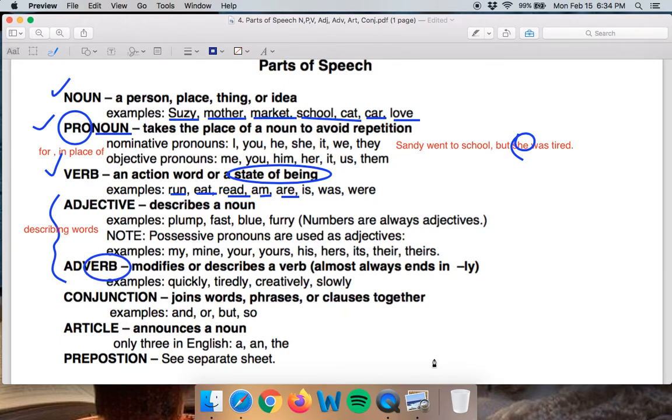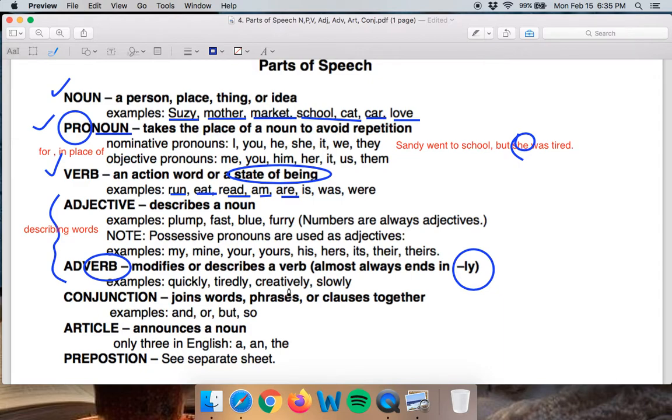So adverbs describe or modify verbs. And they very often, not always, but very often, they end in ly. Okay, so if I have a verb like run, I run is an action. How do I run? I run quickly. Quickly tells me how I run. So the word quickly is describing or modifying a verb. Run is the verb. Quickly tells me how the verb happens. I walked. How did I walk? Tiredly. I thought.